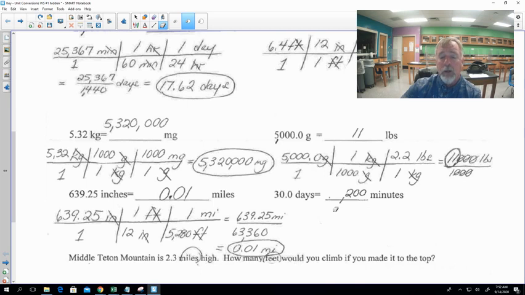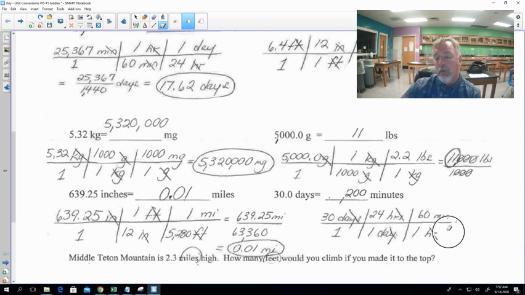Last long calculation here, 30 days, put it over 1. We're going from days to minutes, so we've got to go to smaller units. What's the next smaller unit than a day? That's hours. Again, days were in the top. We're going to put our days in the bottom so they cancel. We've got hours. We need to go to minutes.